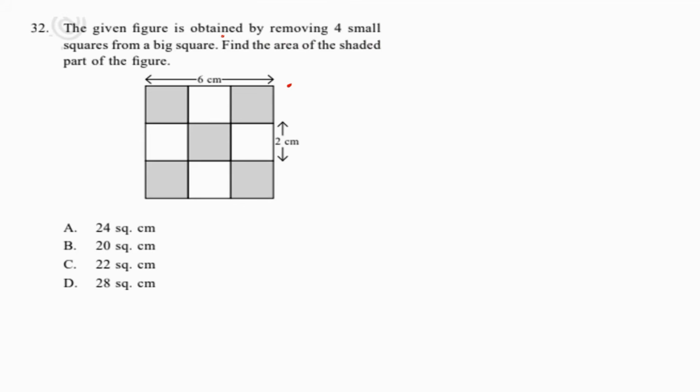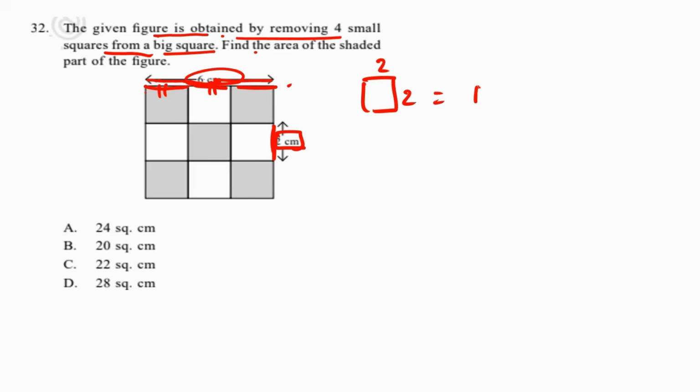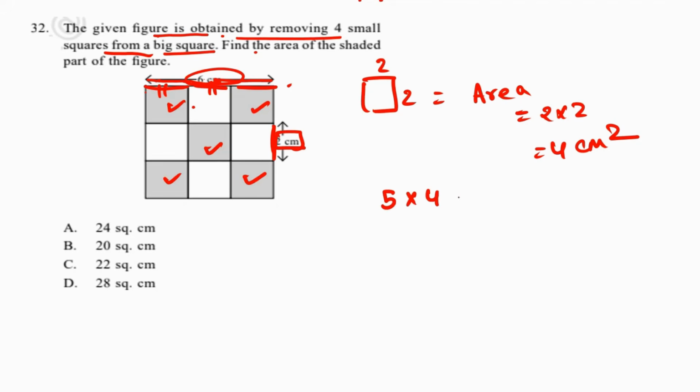Next, question number 32. The given figure is obtained by removing 4 small squares from a big square. As we can see, the big square is 3 of these squares joined, with a total of 6. That means each is 2. And moreover, it's already given as 2. So each square has side 2 by 2, which means the area of each square is 2 times 2, which is 4 centimeters square. If the area of 1 is 4 centimeters square, what is the shaded area? How many squares are shaded? 1, 2, 3, 4, and 5. So the area of 5 such squares would be 5 times 4, which is 20. Option B, 20 square centimeters.